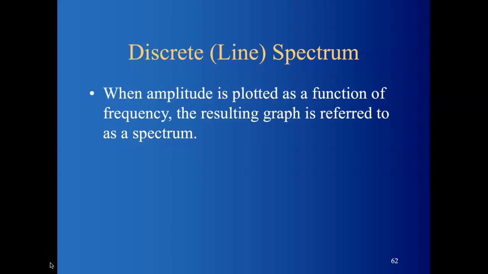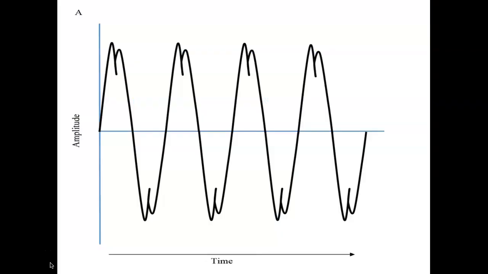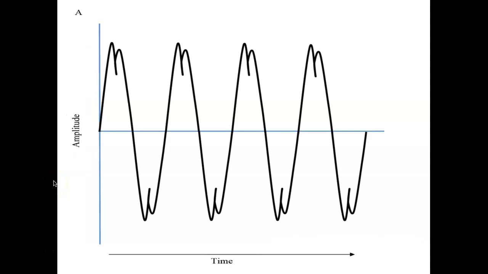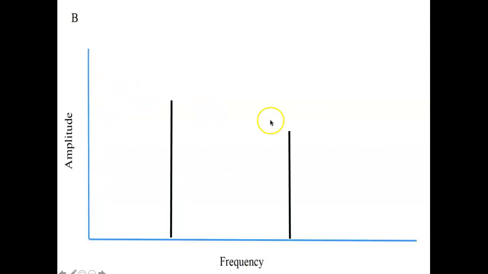When amplitude is plotted as a function of frequency, the resulting graph is a spectrum. Okay, so here's a waveform, right? Because time is on the x-axis. Now here is the spectrum of this visual. Okay, and so you can see there is specific energy here and here. So there's two frequencies in this complex signal. Remember, speech has frequencies all over the place, right? So it's an extremely complex signal, which we'll talk about.